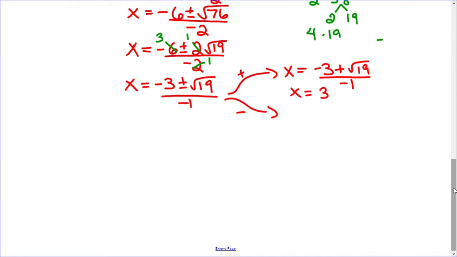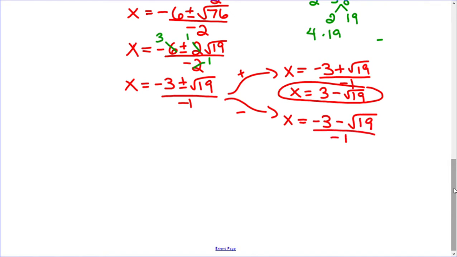So in order to drop the negative on the bottom, we just change the signs of the terms in the numerator spot. So 3 minus root 19, there's 1. Now if I do my bottom one with my subtraction in terms of the plus or minus, I have x is equal to minus 3 minus root 19 all over negative 1. And then applying the same principles here, that means that I really have 3 plus root 19 as my other root.